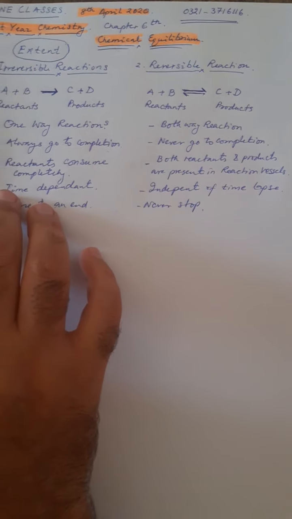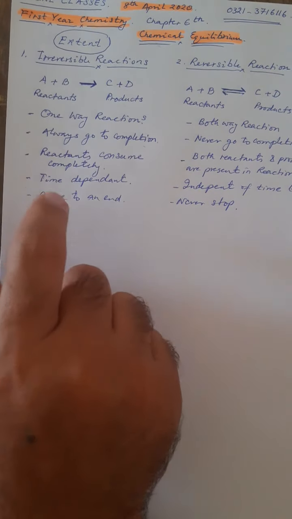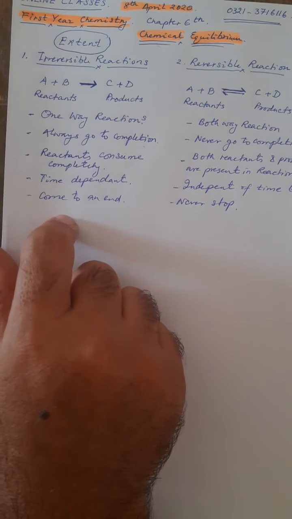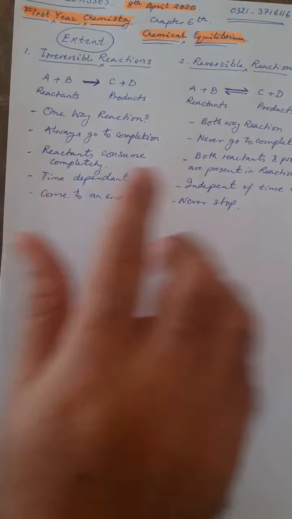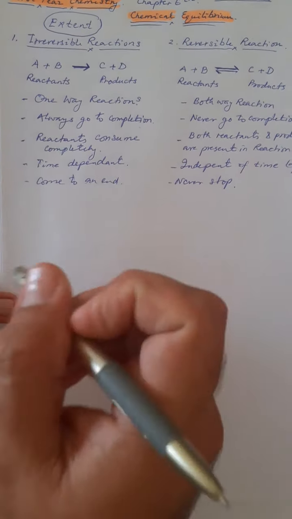We like these reactions. So these are better reactions. They take place a lot. 90% of reactions in chemistry are irreversible. Some are reversible. For example, very common ionic reactions.